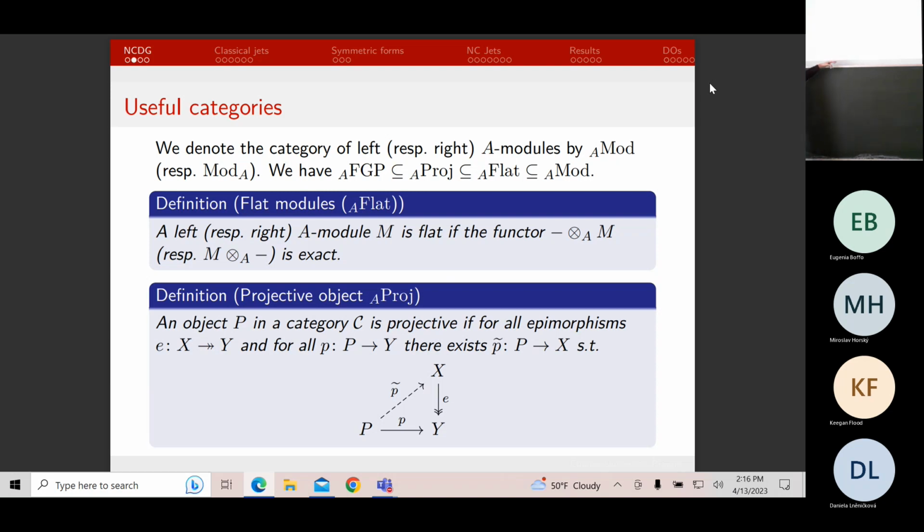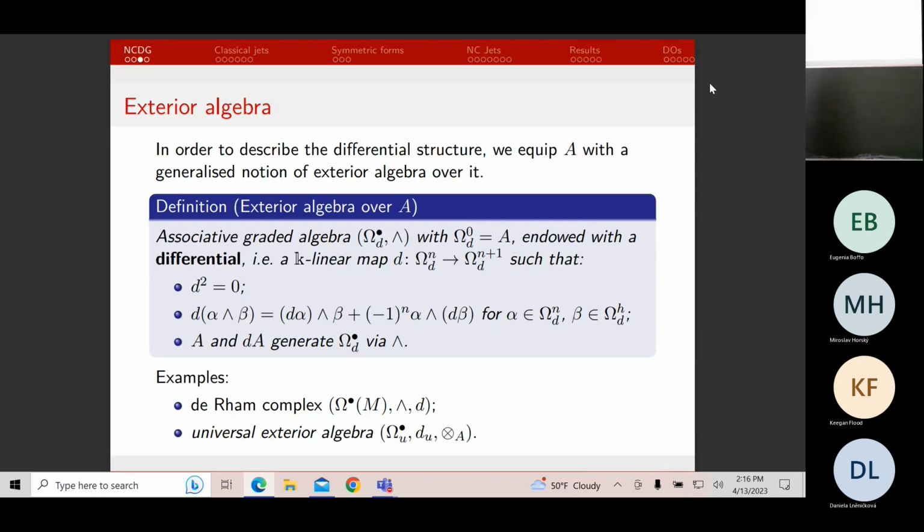And then, of course, we have projectivity, which is also an algebraic notion, which means that it's an object B such that every map from B to the codomain can be lifted compatibly to the domain. Okay, so far I've only described the algebra of functions, but this mostly includes the topological properties of the space.